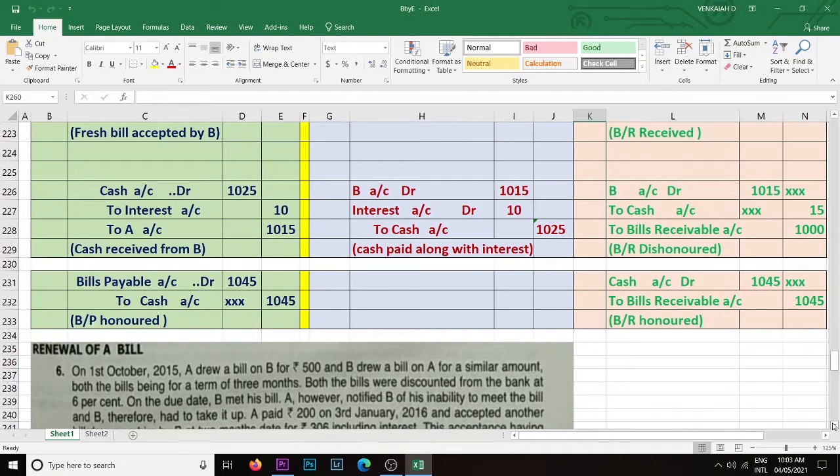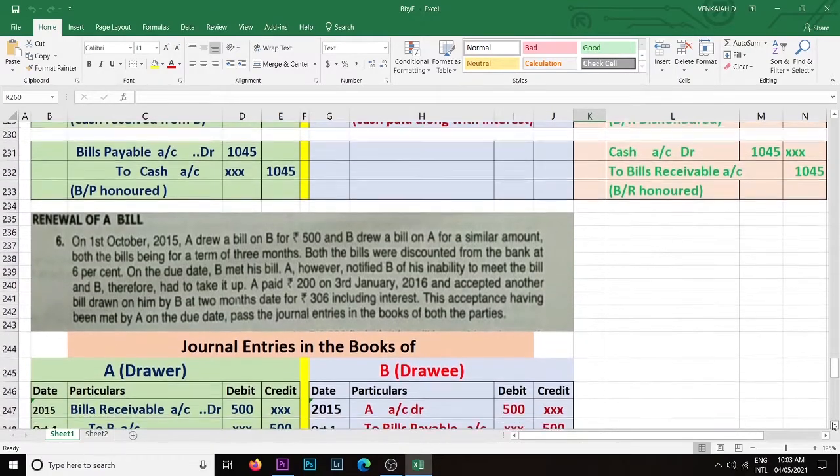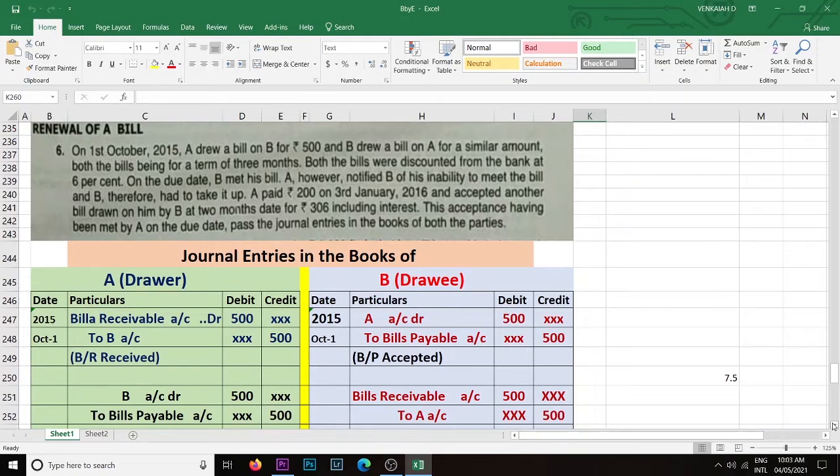Okay, so problem number 6 is renewal of bill. First we go through problem number 6. On 1st October 2015, A drew a bill on B for 500, and B drew a bill on A for the same amount, 500. Both written on each other, okay? Both bills are for a term of 3 months. Both were discounted with the bank at 6%. So on the due date, B met his bill.